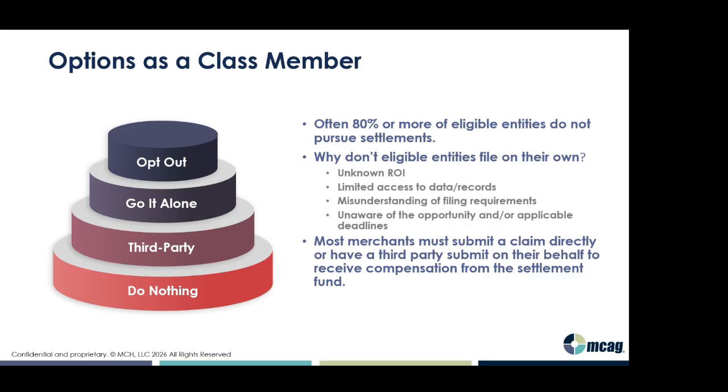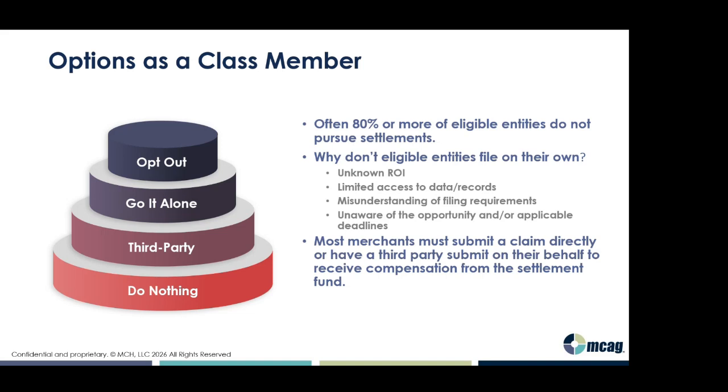The second option is to do nothing. In this instance, no money is received, but you're still bound by the terms of the settlement agreement. It is often the case that 80% or more of eligible entities do not pursue settlements. There's a number of reasons why this happens. The first is unknown ROI. It's very difficult to set up a budget for something with unknown returns and unknown time frame for payment.